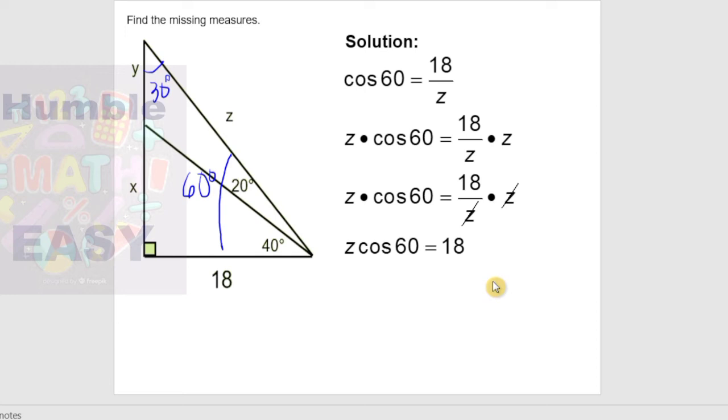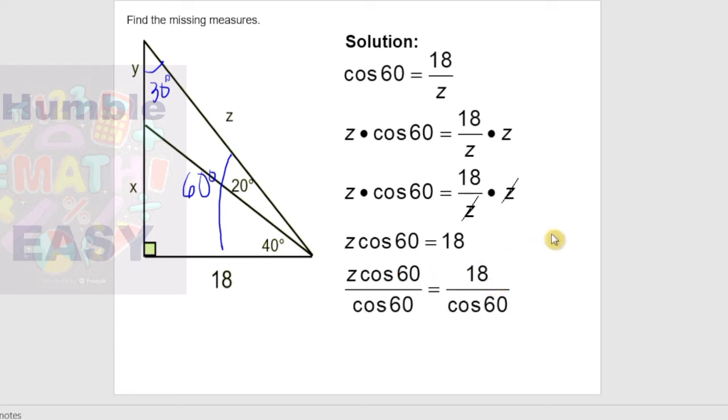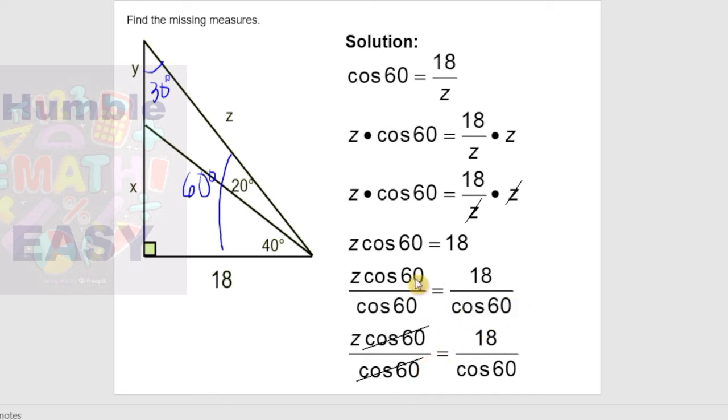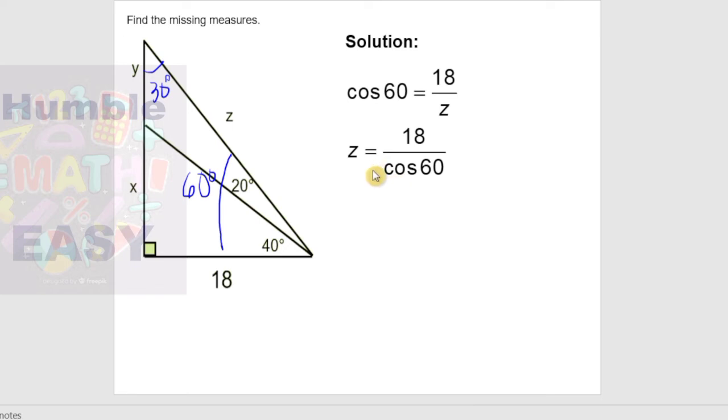And to get the z, we're going to divide both sides of the equation by cosine 60. So cosine 60 over cosine 60, and then 18 over cosine 60 on the other side of the equation, so that we remain with the z on the left side, because we could cancel the cosine 60 here since it is equivalent to 1. So z now is equal to 18 over cosine 60.